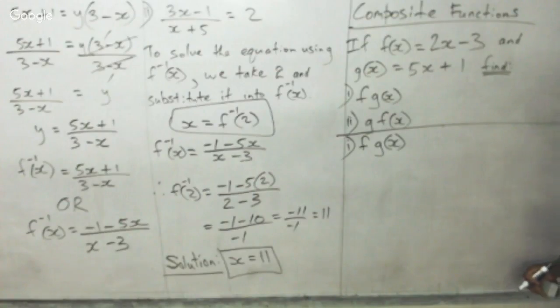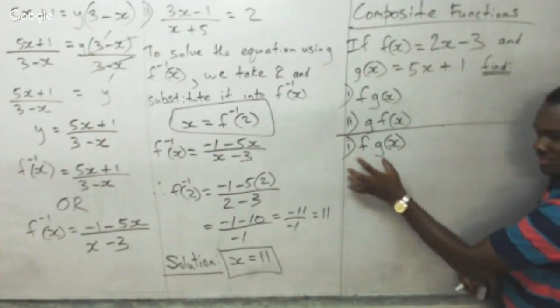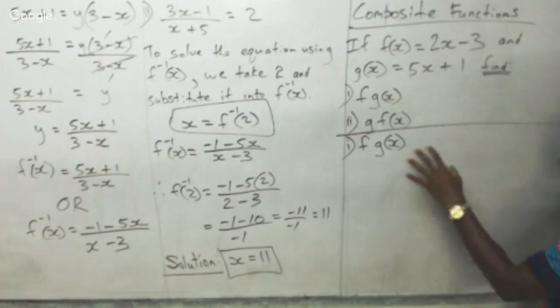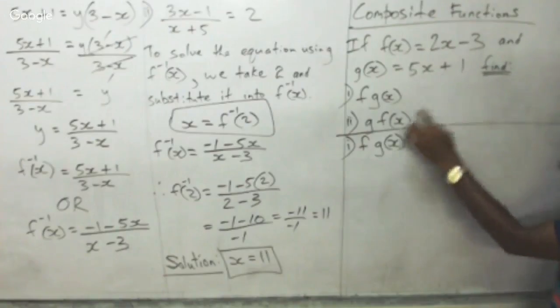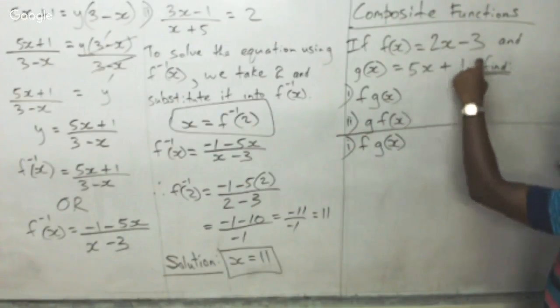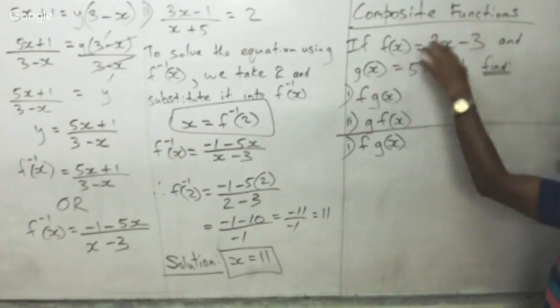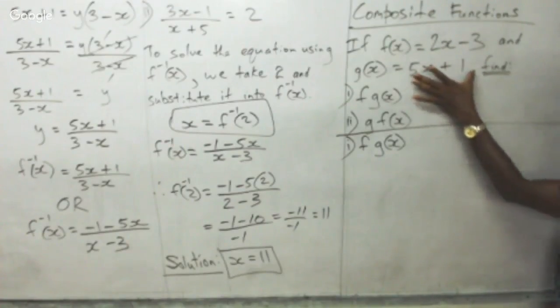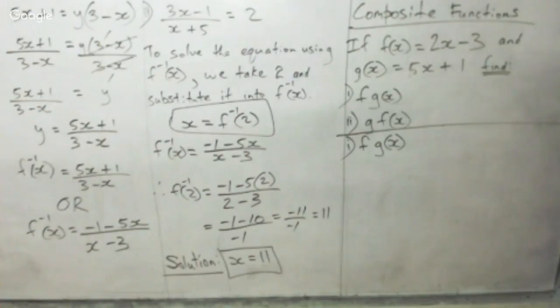So in this case, we are to find f of g. We're going to take the entire g function and put it into the f function. So anywhere x is in the f function, we put in the entire g function. Okay, all right. Ready? Yes. All right.